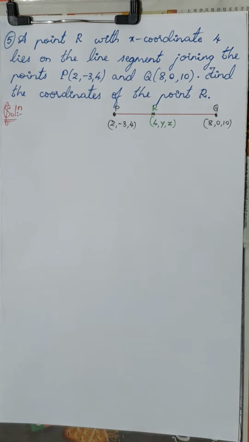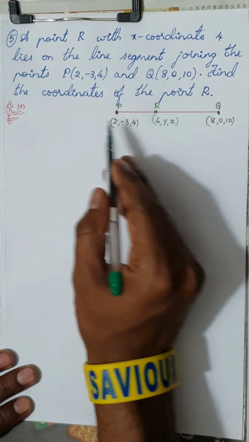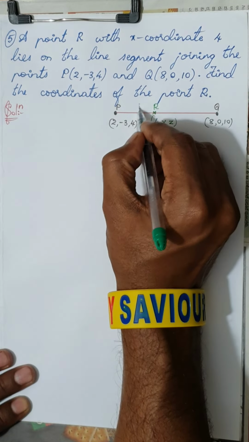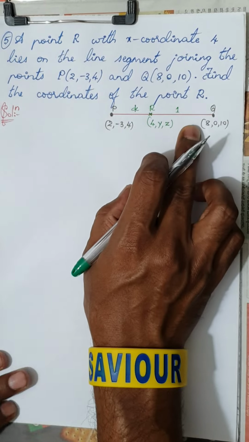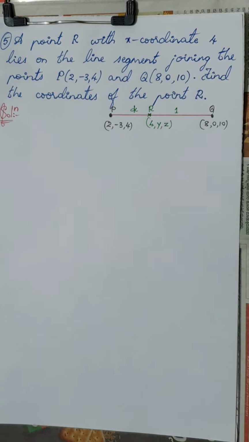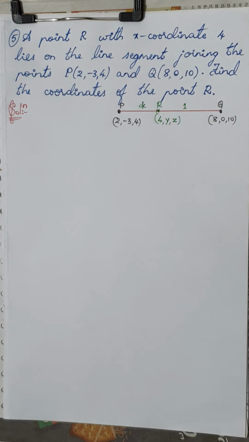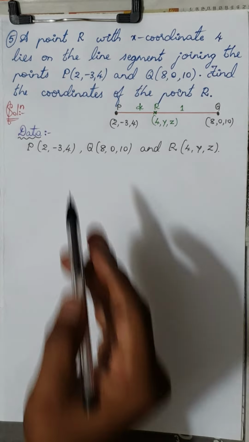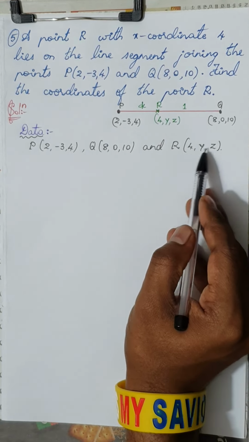Okay, now I will use the section formula. Let R be a point which divides PQ in the ratio k:1. Since k is not known, using this section formula we will find the coordinates of this R. Are you following the logic behind it? Okay, so first let us write down the given data. As data, I've written down the points P and Q, and R, as I told you, I've considered it as 4, y, z.